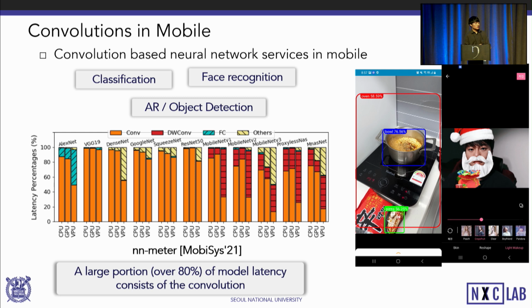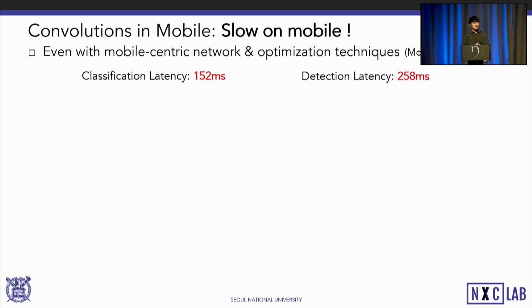The convolution operation in mobile is used in many applications for tasks such as classification, facial recognition, or object detection. As can be seen from this graph, a large portion of model latency consists of the convolution operation regardless of the network used. However, we still feel that many of these applications are somewhat slow and unresponsive. As can be seen from these values, the convolution-based services in mobile are still quite slow despite the advancements such as mobile-centric networks, such as MobileNets, or optimization techniques such as quantization.